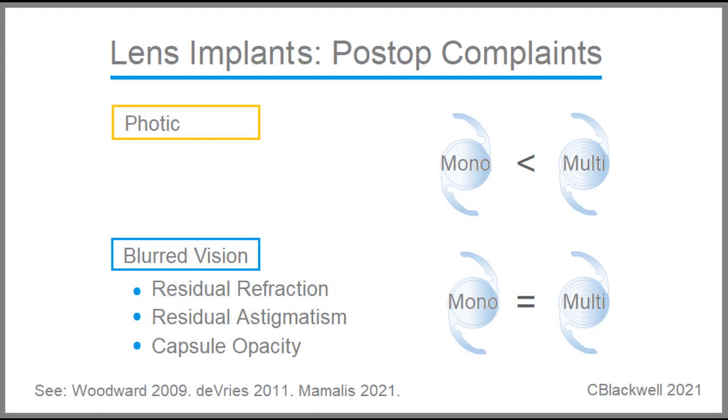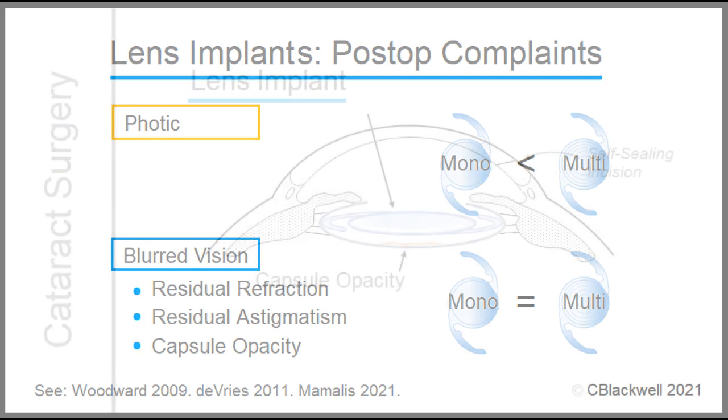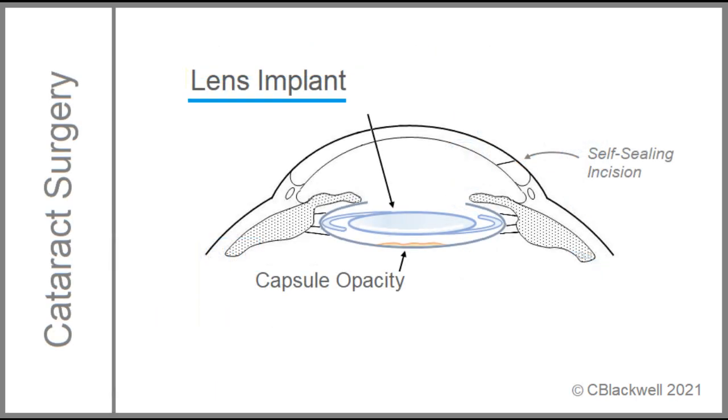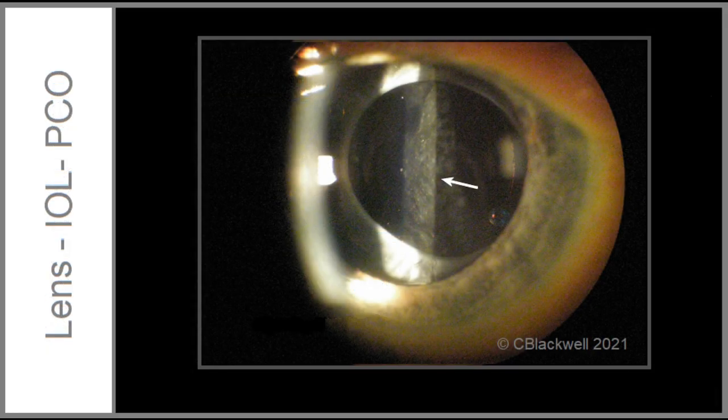A substantial fraction of blurring relates to clouding of the lens capsule weeks to months after surgery. We need the capsule to hold the lens implant, but sometimes it has a downside. The orange layer on the back capsule here represents a layer of cells that have proliferated after surgery, causing clouding of vision. In this microscope photo, the arrow is pointing to clouding of the posterior capsule.